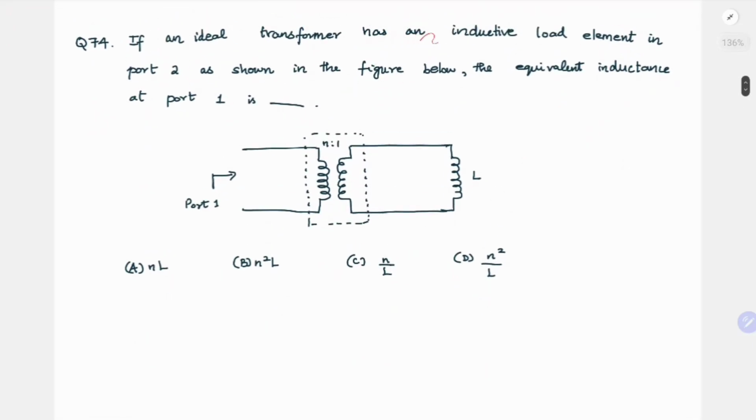If an ideal transformer has an inductive load element in port 2 as shown in the figure below, the equivalent inductance at port 1 is dash. So this is the network, and here they have a transformer with turns ratio of n is to 1, and they have an inductor L connected as a load here. So looking from port 1, they are asking what is the equivalent inductor.